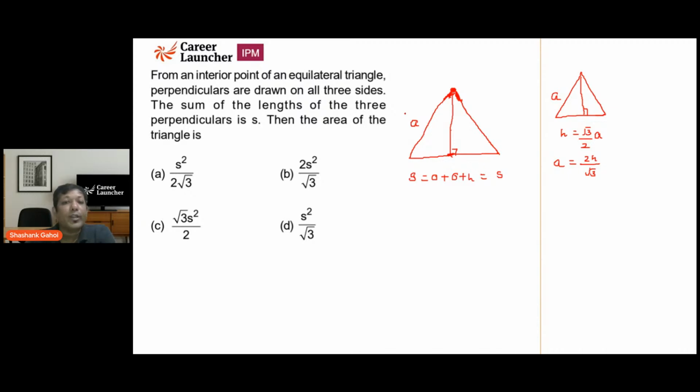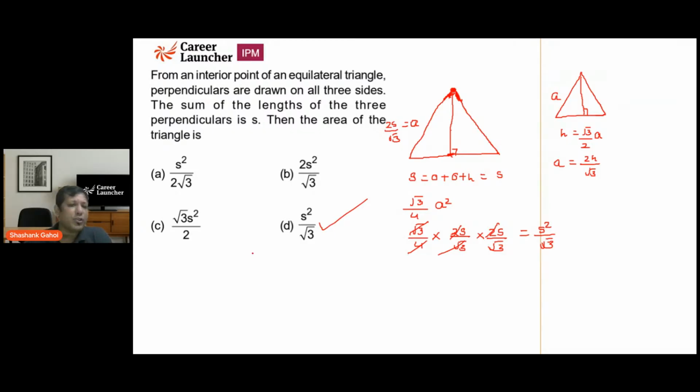Okay. So what is the side of the equilateral triangle? That is going to be 2s upon root 3. That we have already figured out. What is the area of an equilateral triangle? That is root 3 by 4 times a square. Or I can say root 3 by 4 times 2s upon root 3 into 2s upon root 3. Okay, so 4 cancels out, root 3 cancels out. So I'm going to get the answer as s square upon root 3. That is going to be the direct answer. So you can solve this question like this.